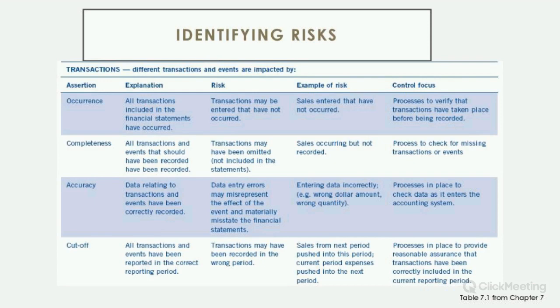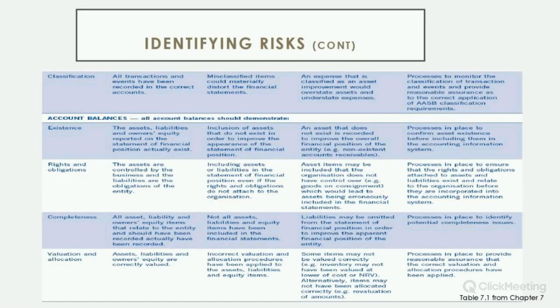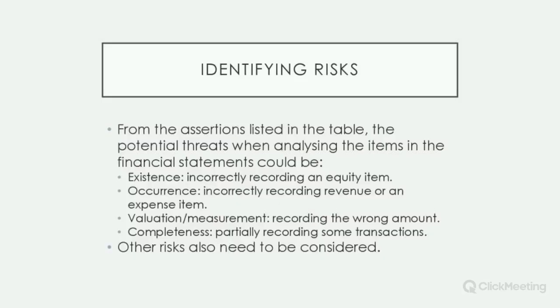All explained there in your textbook, but also if you have questions, then come back and you have an assessment question on that risks and assertions. More examples there from your textbook. When you're identifying risks from assertions listed in the table, the potential threats that you need to analyze the items in the financial statements could be existence, occurrence, valuation, completeness. All there in the table.